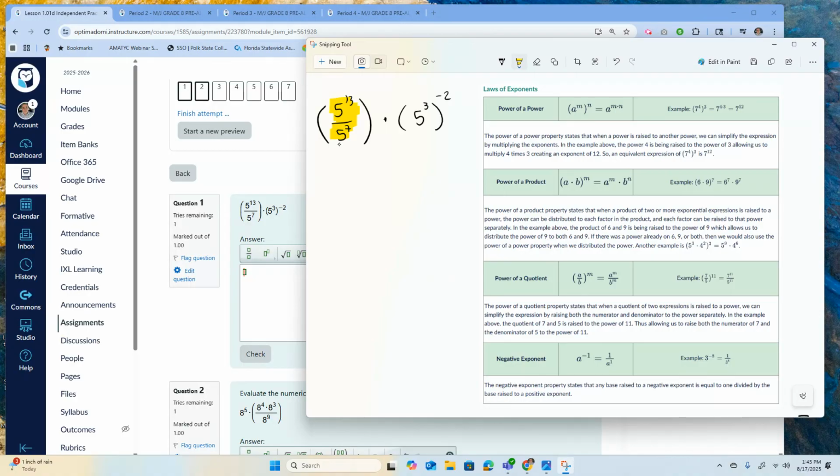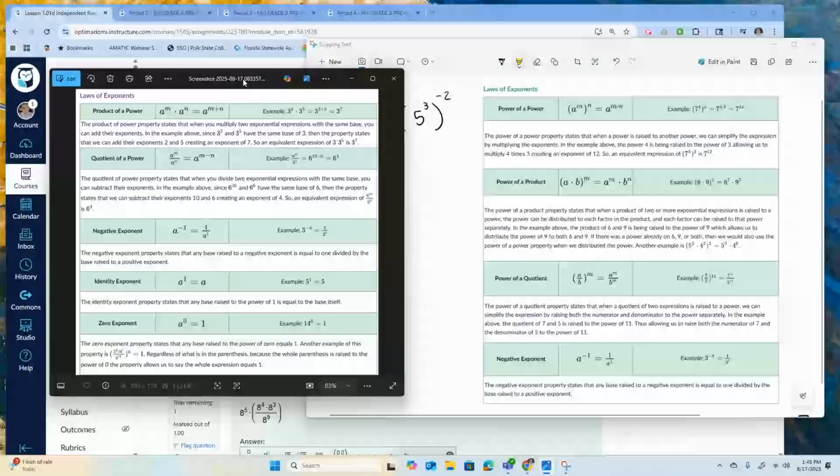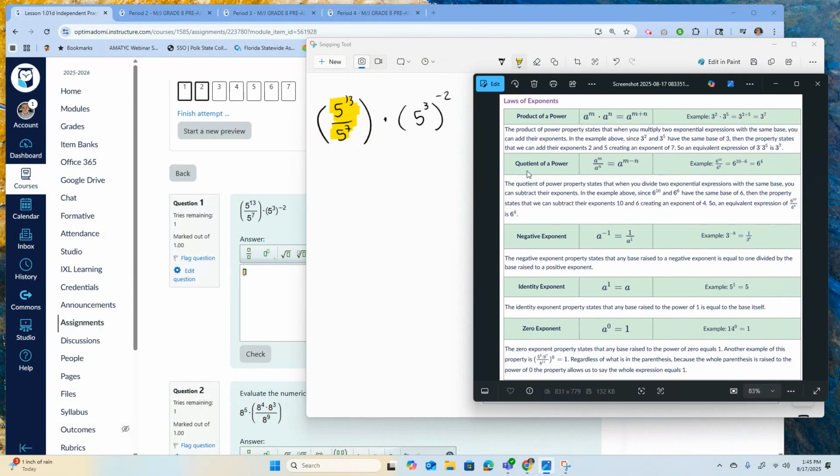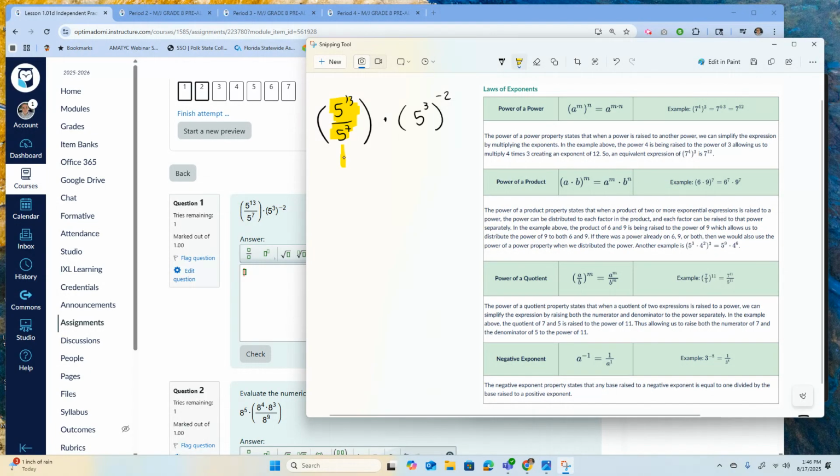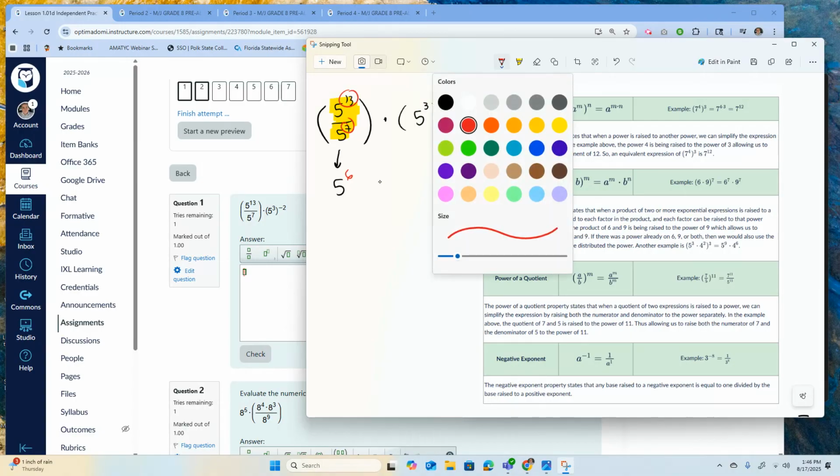The top and the bottom have the same base. So that means that I'm going to be using this rule right here that is called the quotient of a power, which basically means every time you divide powers with the same base, keep the base. So who's my base here? 5. And subtract the exponents. So 13 minus 7 will give you 6. And see, I got rid of the first parentheses.